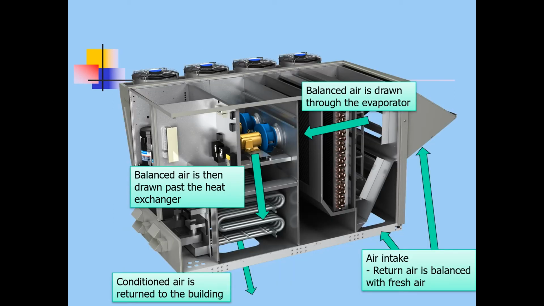Let's take a look at this rooftop unit and analyze how the air is moving through it. On the bottom right of the screen, we see the air intake where we have air coming into the bottom of the unit from the building, and we also have the outside air coming in from the side. And this is all balanced either manually or automatically depending on what the system conditions are. After that, all that balanced air is now drawn through the evaporator coil by the blower motors. The blower motors then push the air past the heat exchanger, and then the conditioned air, whether it's been heated or cooled, has now been returned to the building.